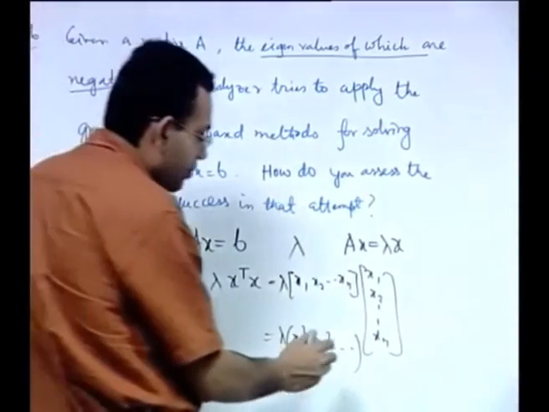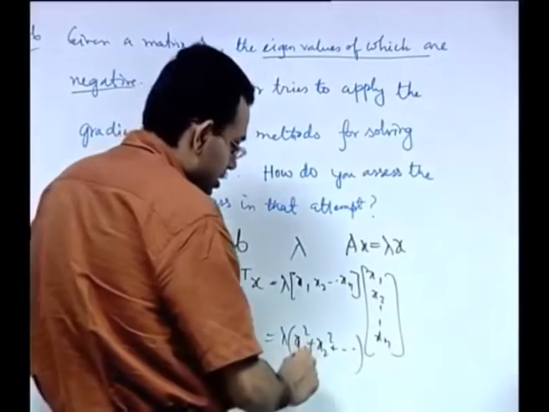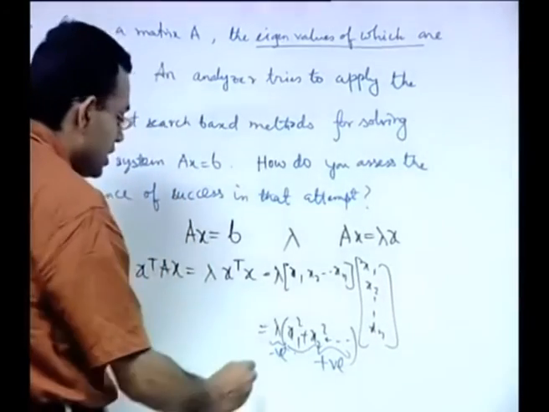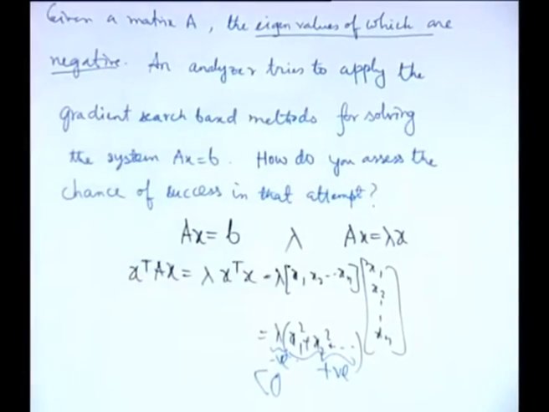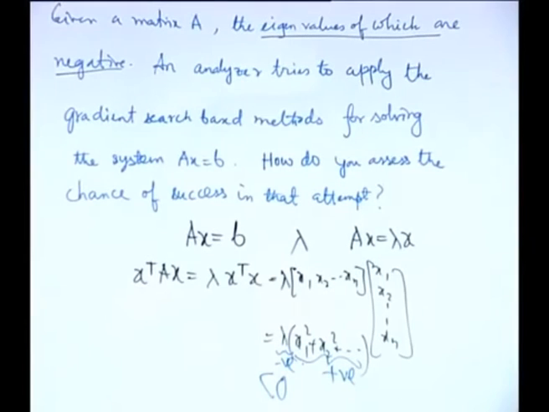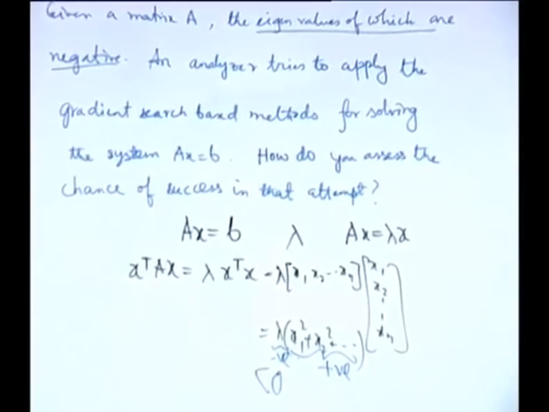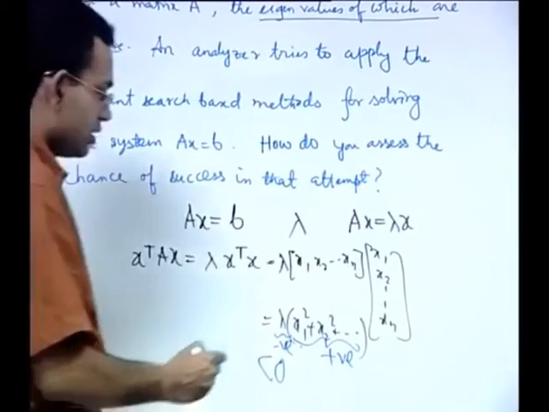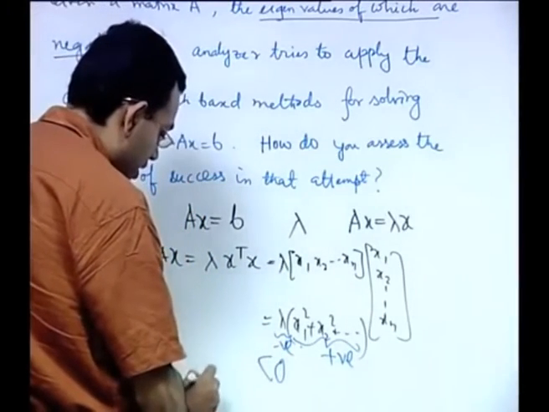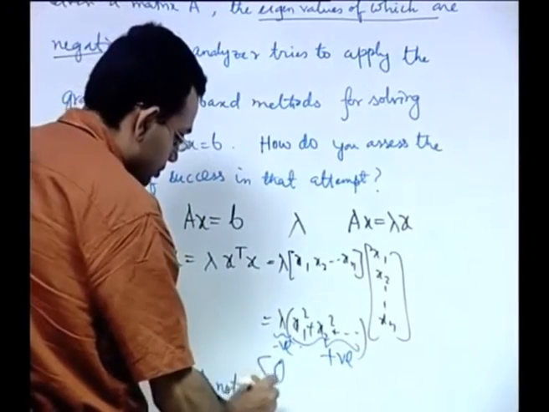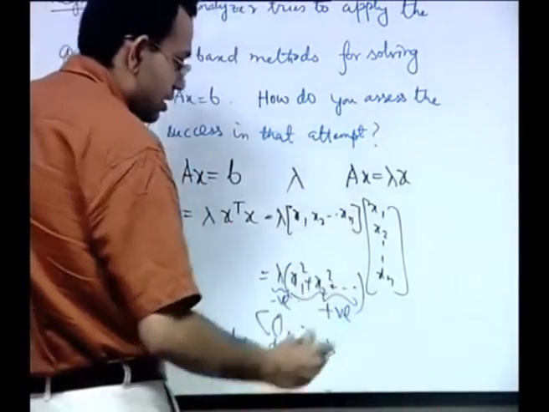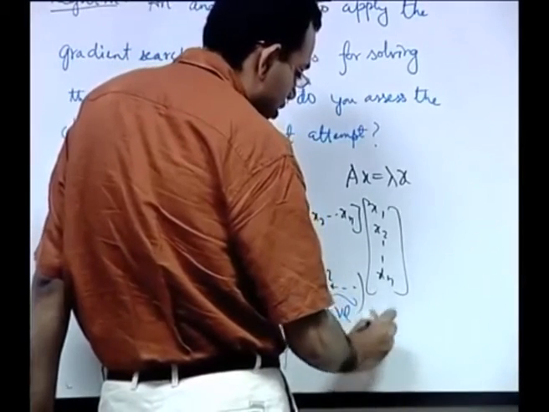Now, this will be negative here because this is positive but lambda is negative. So, this is negative. Even if one eigenvalue is negative, that can make the corresponding x transpose Ax negative. So, that means A is not positive definite, which implies that the gradient search based methods will not work.